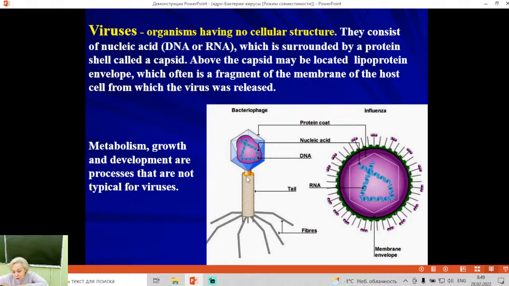The complex structure around the DNA is the protein capsid. The bacteriophage has a head, tail, fibers, and a complex protein capsid. And the virus of influenza has a capsid and an additional envelope above the capsid, a lipoprotein envelope, which often is a fragment of the membrane of the host cell, and a lot of receptors on the surface.